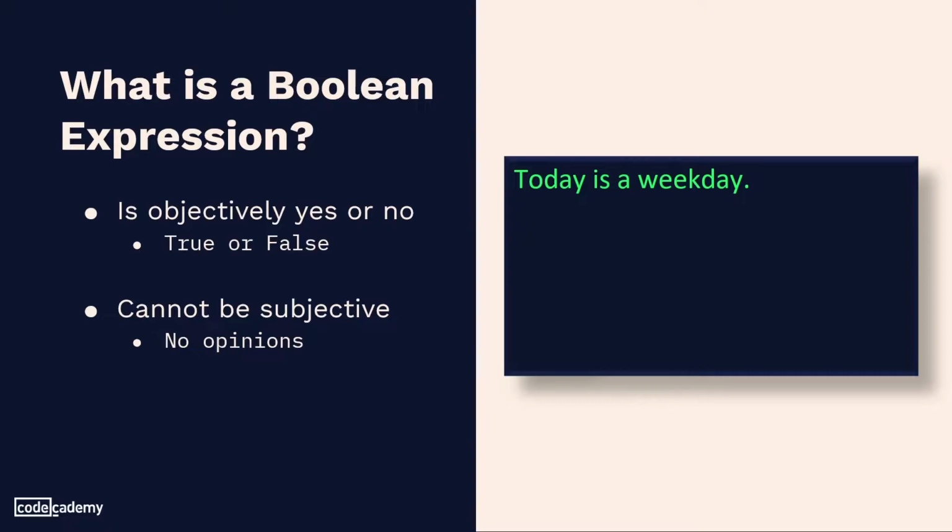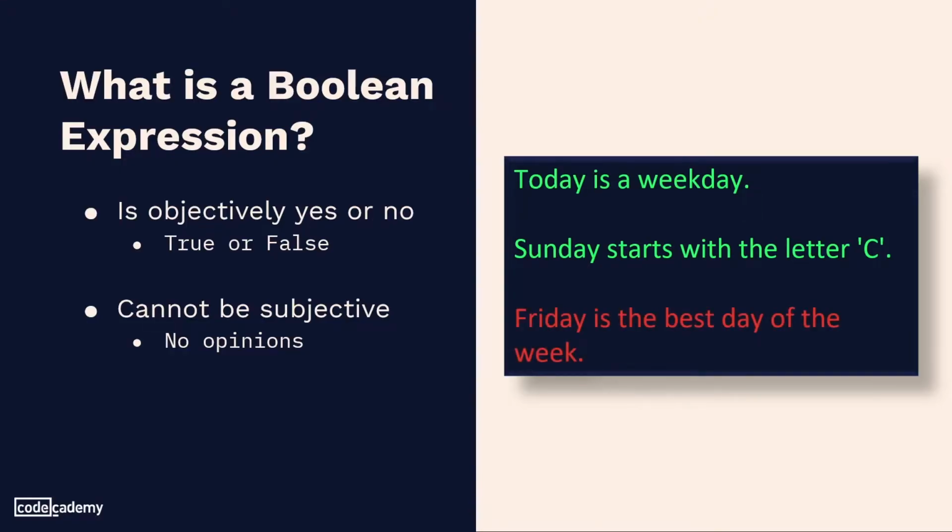The statement, today is a weekday, is a Boolean expression, since, depending on the day, it will return either true or false. The next example is the statement, Sunday starts with the letter C. This is also a Boolean expression, since, although it is always false, it has an objective yes or no answer. The last example is the statement, Friday is the best day of the week. This is not a Boolean expression, since the answer varies depending on who's answering the question. There's no way to prove that Friday is the best day of the week.